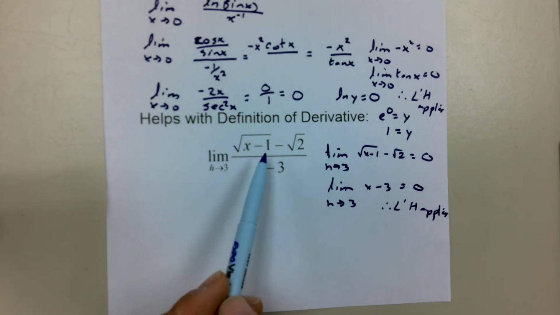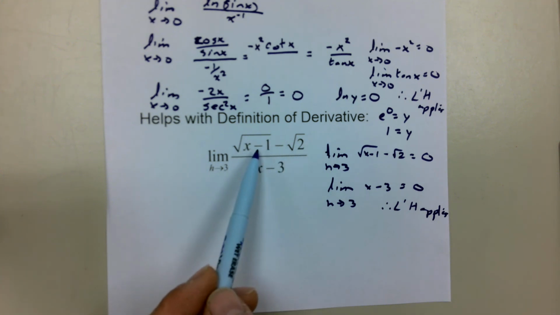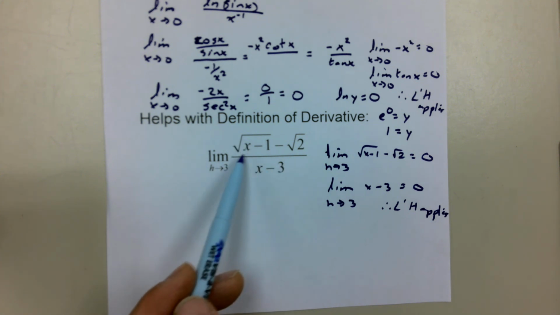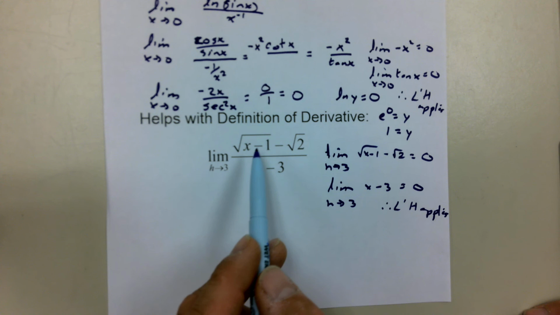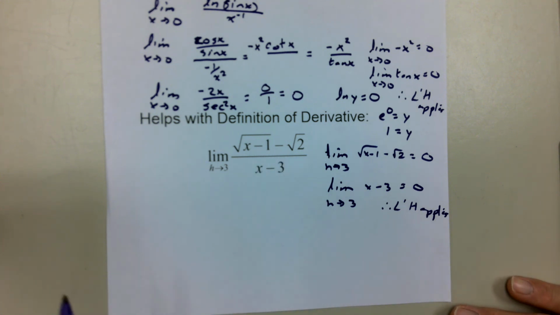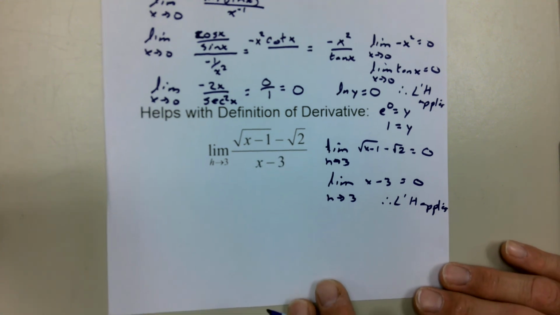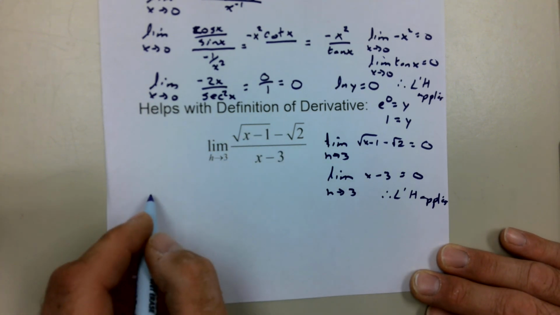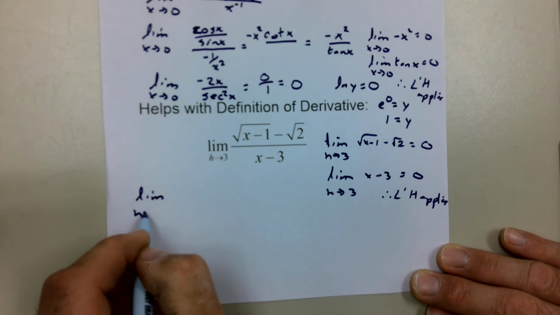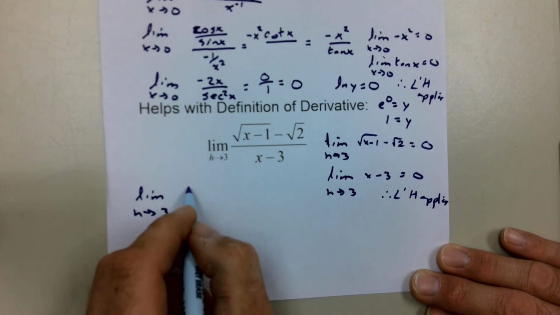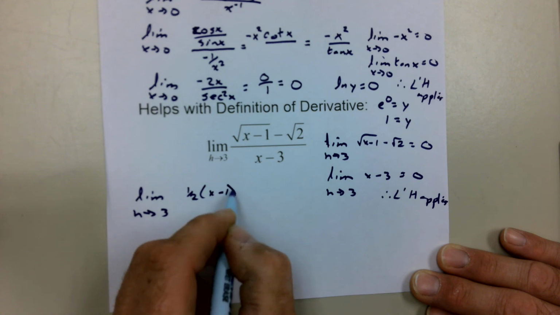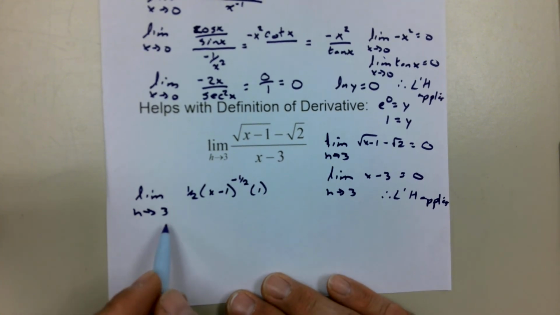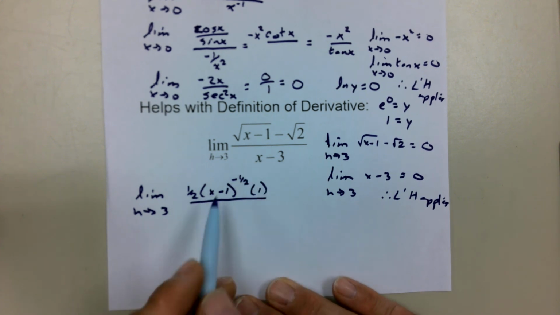When we did this before, I told you to conjugate it. If we didn't conjugate it, we could have found the original function and then found the derivative at that point. What we can do with the definition of derivative, though, is use L'Hopital's rule to make our life a little easier. So what can we do? Well, we'll find the derivative of this. We're taking the limit as h goes to 3. The derivative here is going to be 1/2 of x minus 1 to the negative 1/2 times 1 with our chain rule. The derivative of our denominator is going to be 1.